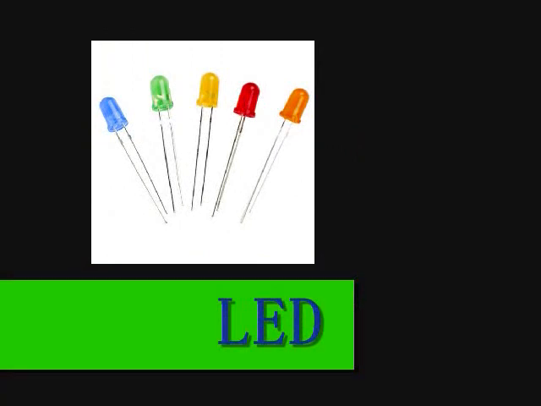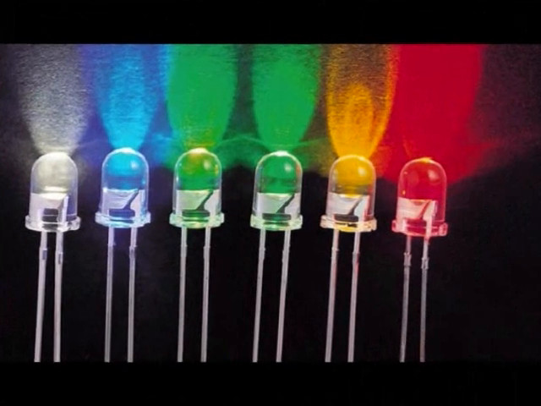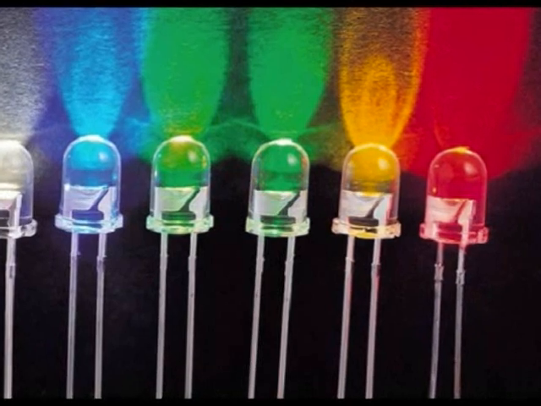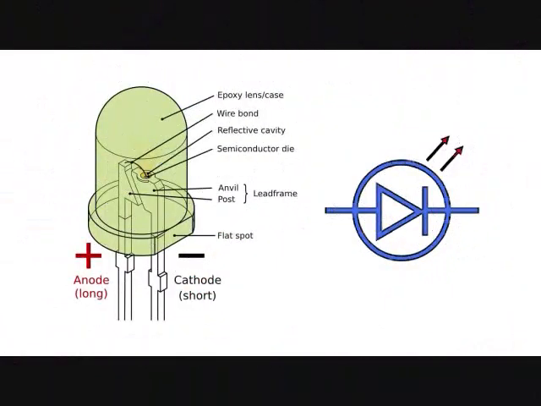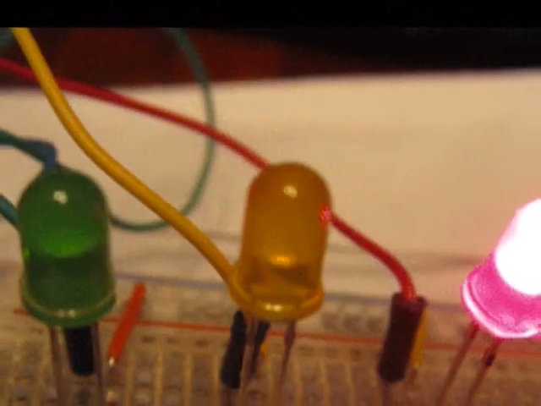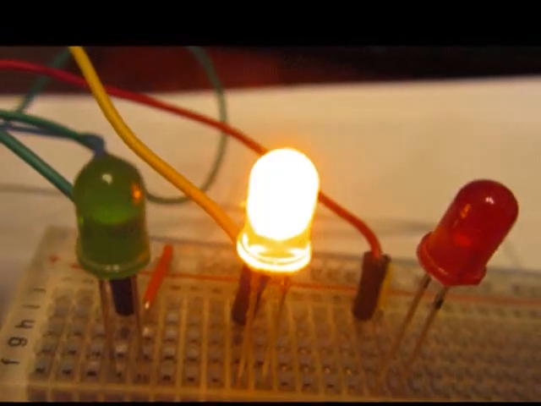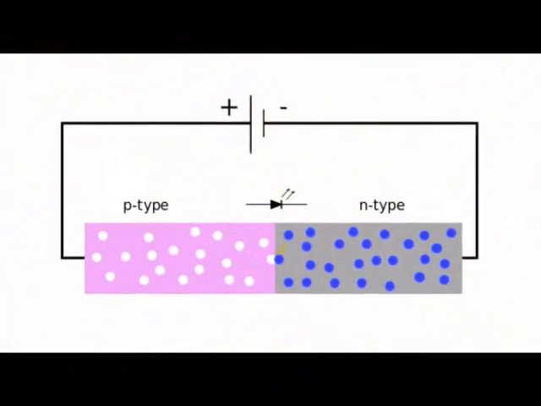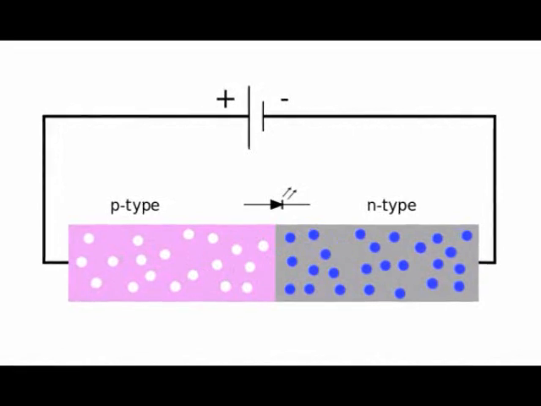LED. The name of this model is derived from the term light-emitting diode, and it is one of the most widely used types of diodes. In the simplest terms, a light-emitting diode, LED, is a semiconductor device that emits light when an electric current is passed through it.